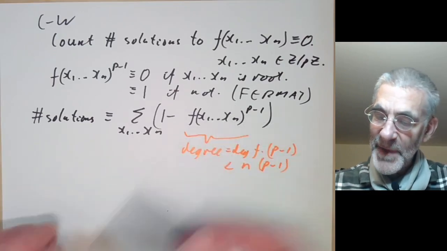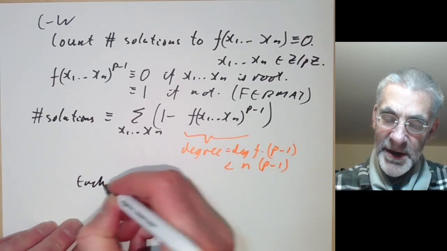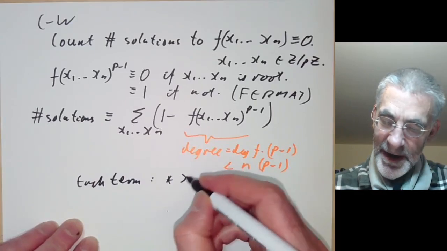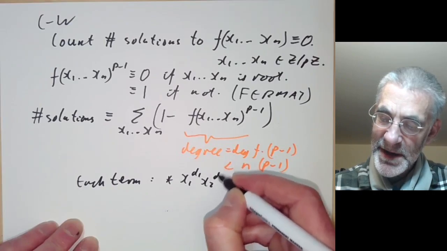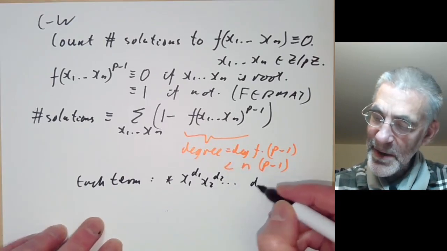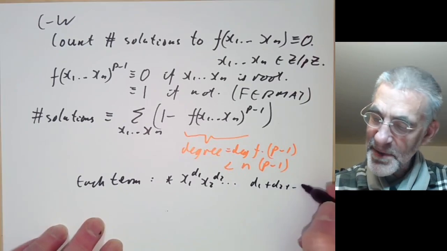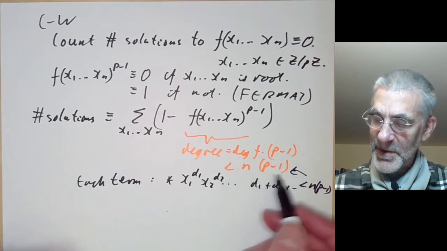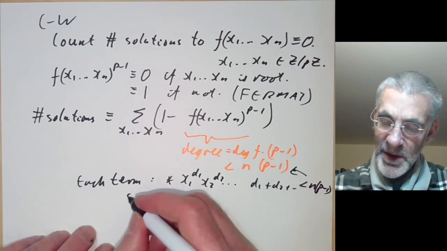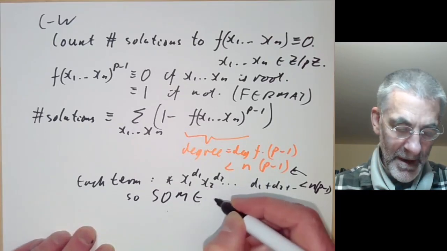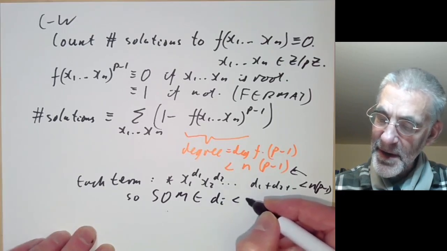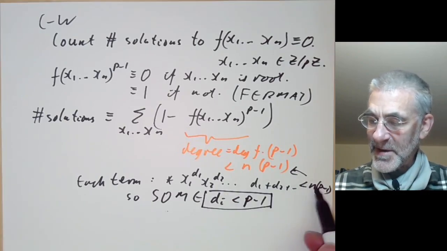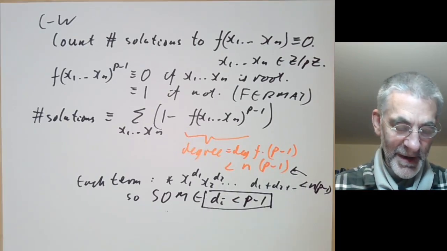And now if we expand this out, each term is going to be some constant times x1 to the d1, x2 to the d2, and so on, where d1 plus d2 and so on is going to be less than n times p minus 1, because the degree is less than that. So the sum of the di must be less than p minus 1, because otherwise the sum would be at least equal to n times p minus 1.